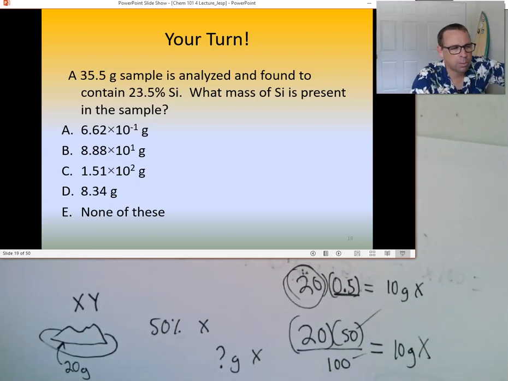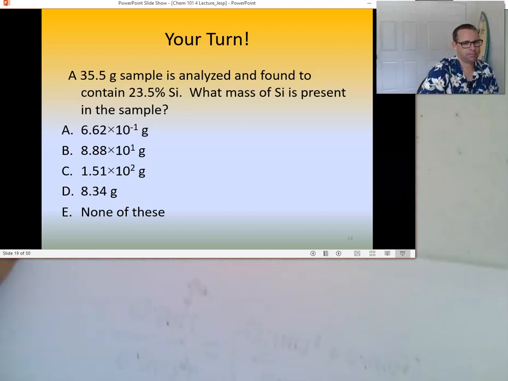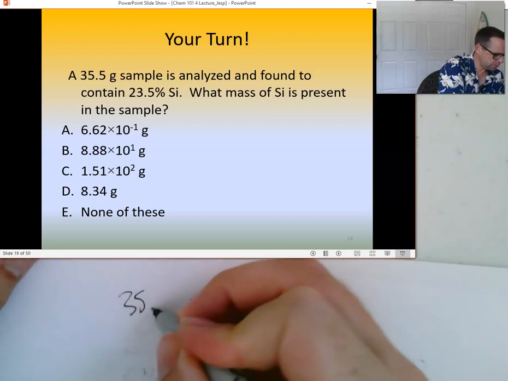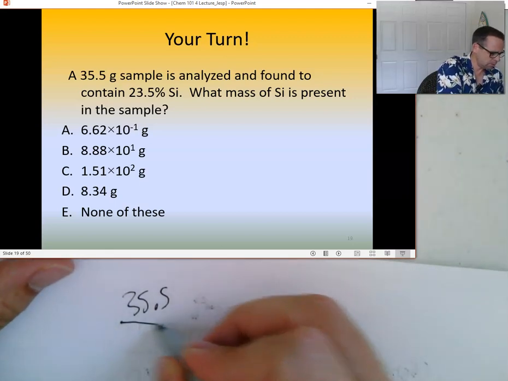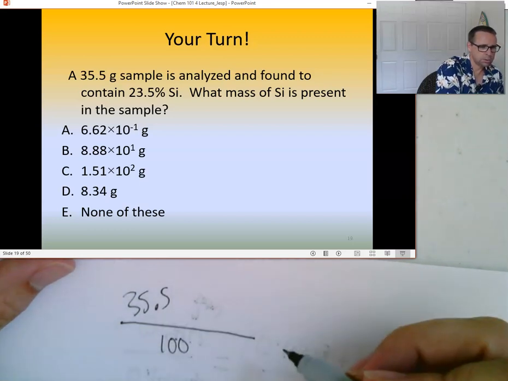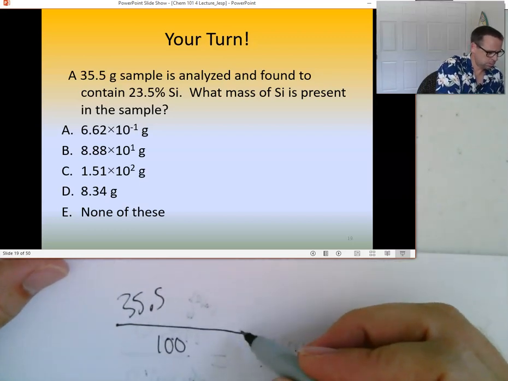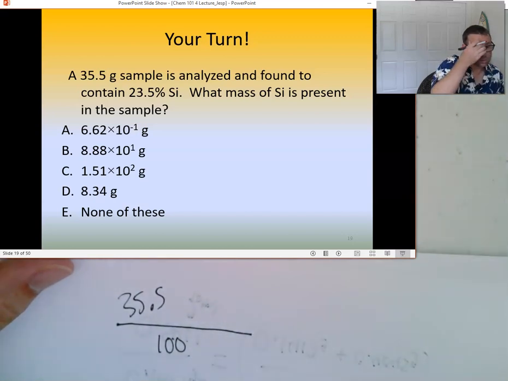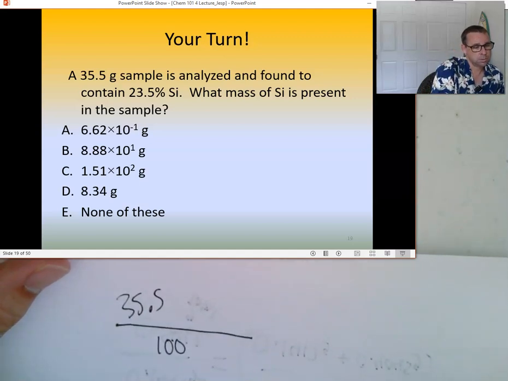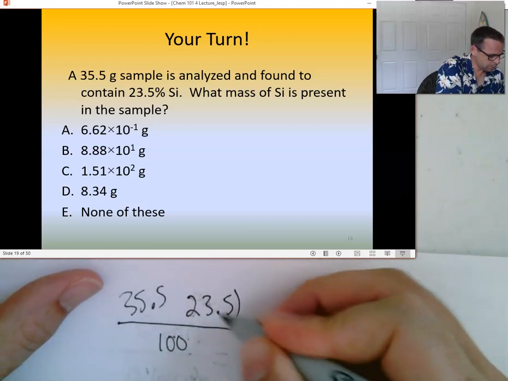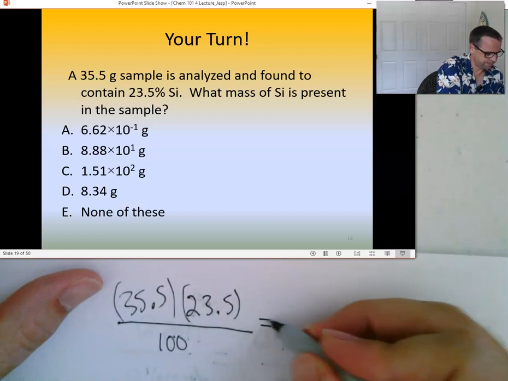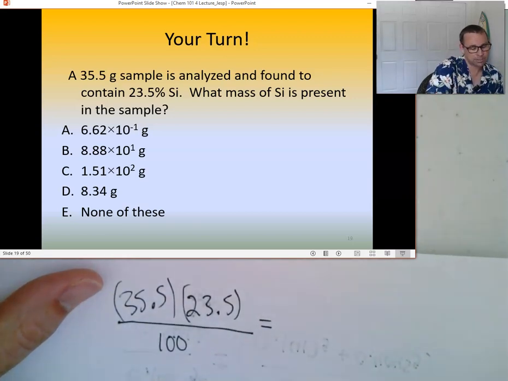I can't hear you very well. 35.5 divided by 100, talking to the microphone, equals 0.355. And then times it by the 23.5? Yeah. Okay. What do you get?